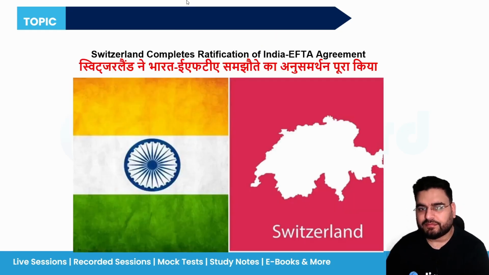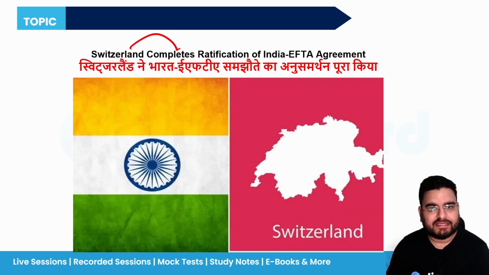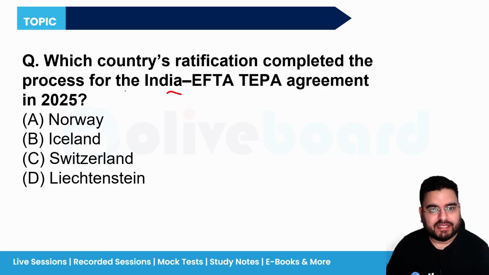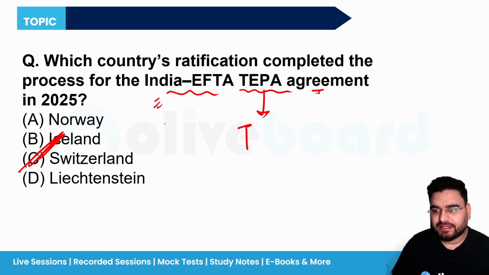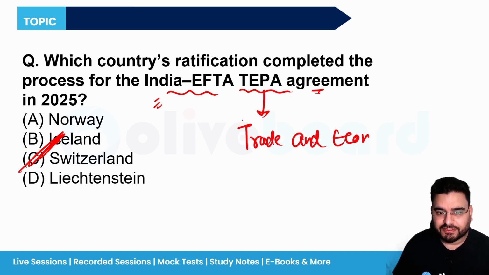Okay, next is Switzerland completes ratification of India EFTA trade agreement. So the India EFTA TEPA agreement. Which country's ratification completed the process of this particular agreement? So the correct answer is C, Switzerland. Now what is TEPA? That is Trade and Economic Partnership Agreement.